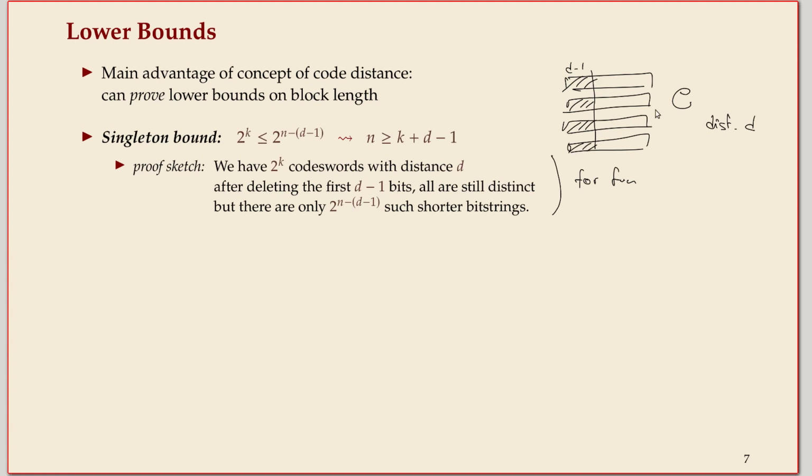What's left is another set of code words, d minus 1 bits shorter each, but they are still all distinct. They still all have Hamming distance at least 1. Because the original ones had d and we deleted d minus 1 bits, there must be 1 bit different left between each pair of these. So these ones still have Hamming distance at least 1 between each pair.